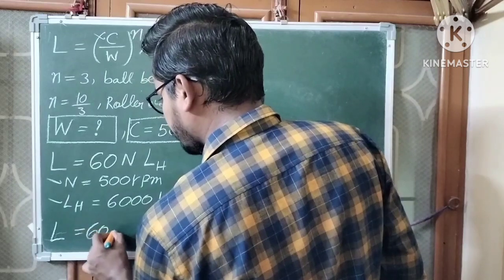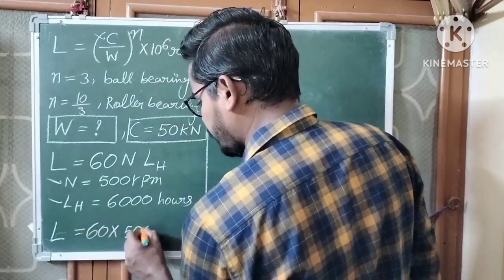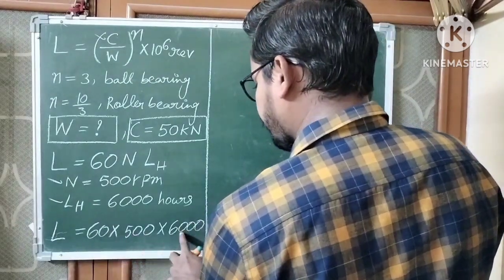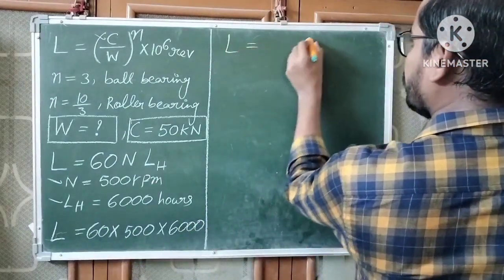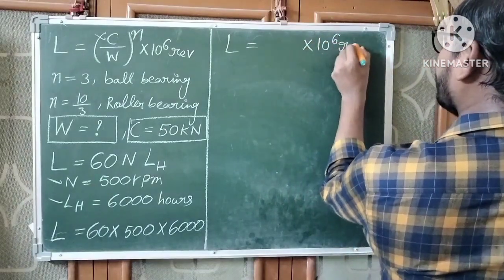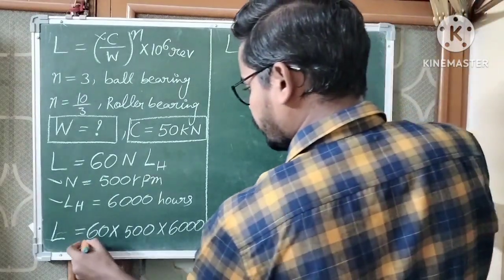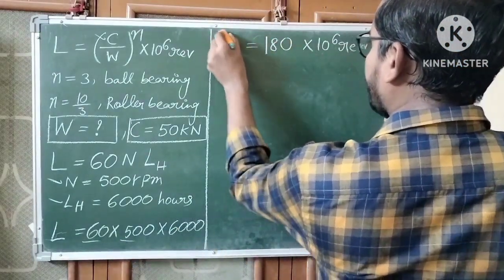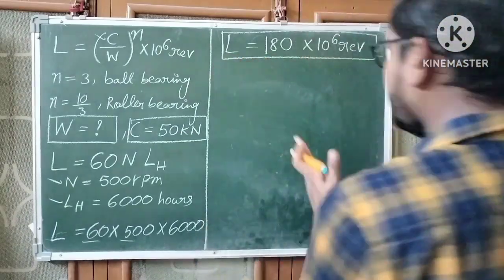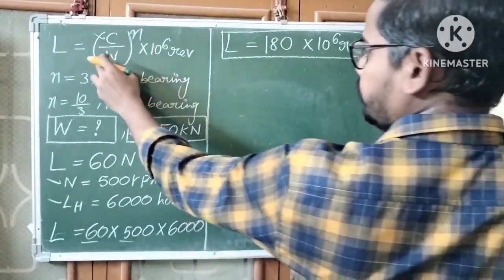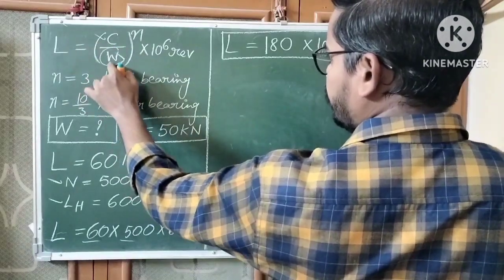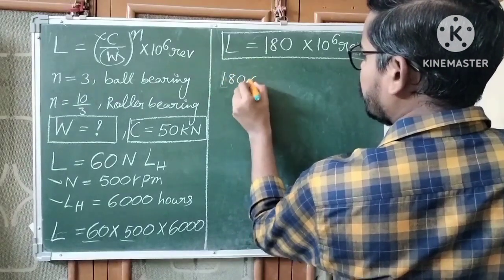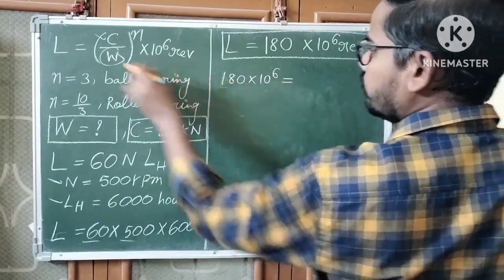L is equal to 60 into 500 into 6000, which has 6 zeros, so in 10 power 6 units of revolutions: 6 fives are 30, 36 are 180. So L is equal to 180 into 10 power 6 revolutions. Next, we need W now. Let us use this formula: L, 180 into 10 power 6, is equal to (C by W) whole power n into 10 power 6.